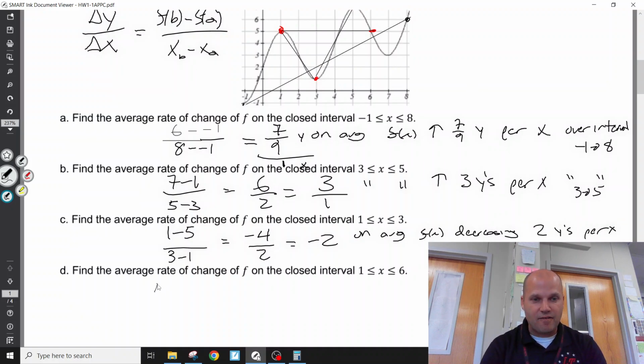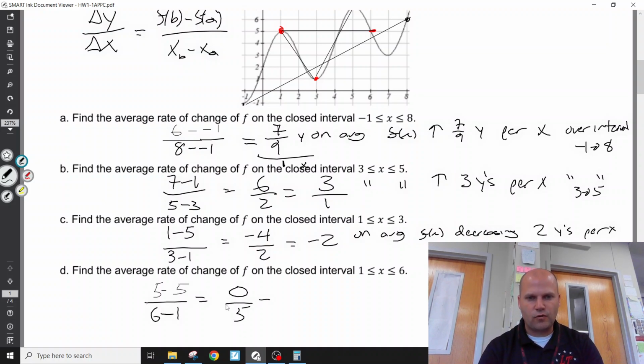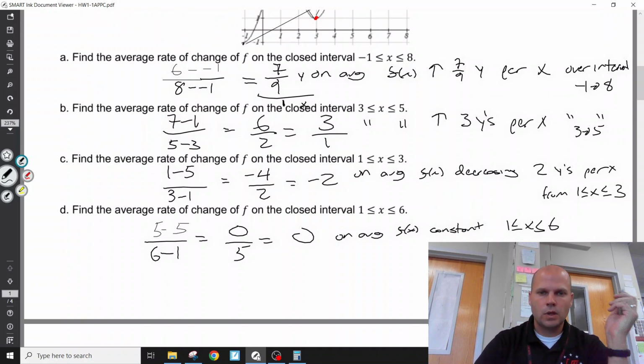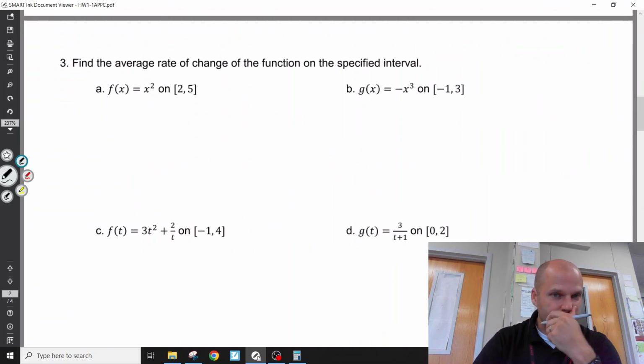So I get 5 minus 5, which is an increase of 0. 6 minus 1, 0 over 5 is 0. On average, my function was constant over the interval 1 to 6. Okay, cool.